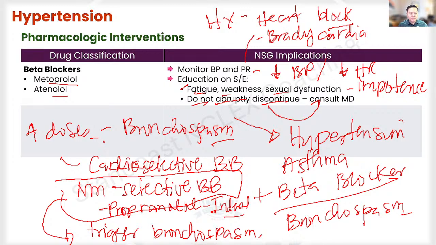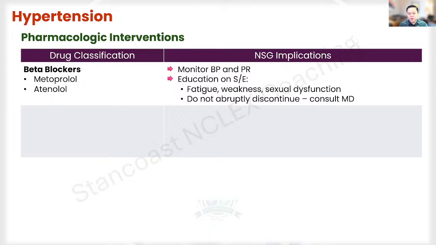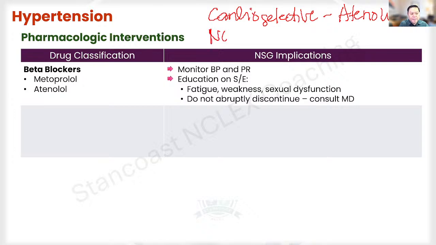All righty. I hope that you're able to follow those concepts. So let me just put here the name of the cardioselective, the atenolol, and then we have the non-selective, which is the propranolol. So it will cause bronchospasm.